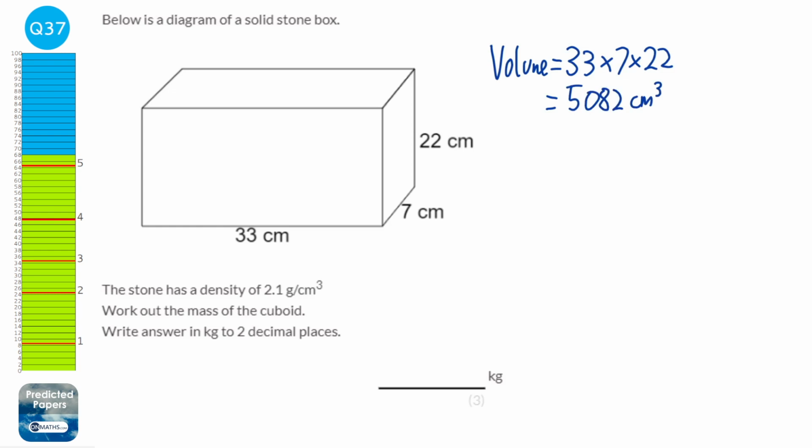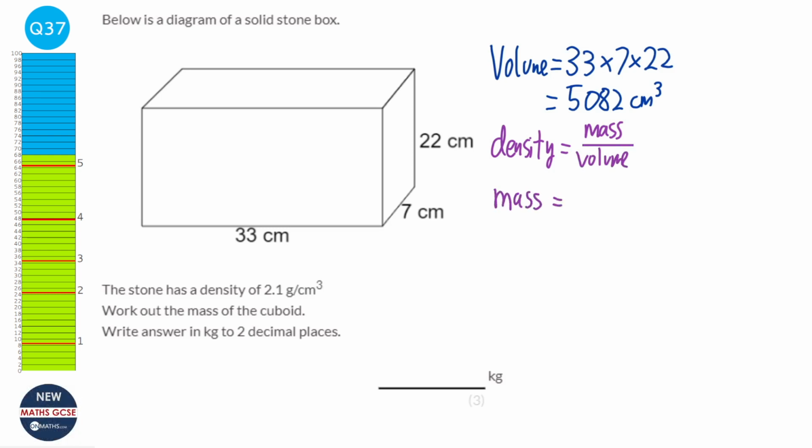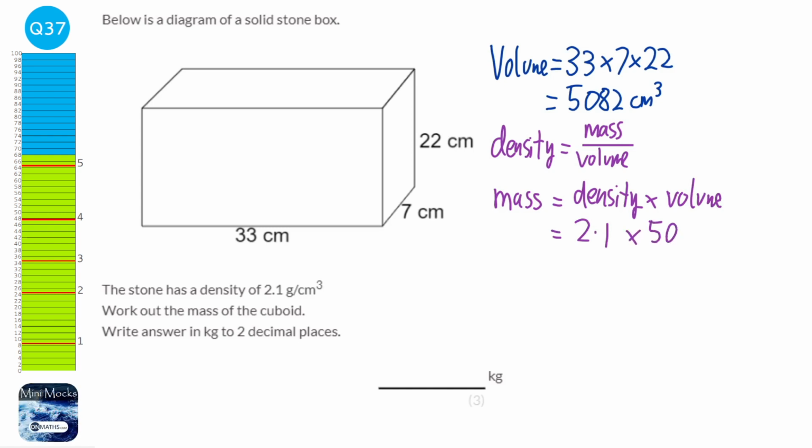And we need to write down the formula for density. So density is the mass divided by the volume. So rearrange this to get mass on its own, because that's the thing we're looking for. So mass equals density times volume. Density is given to us in the question as 2.1 grams per centimeters cubed. Times that by the 5,082 for the volume, and we get the answer of 10,672.